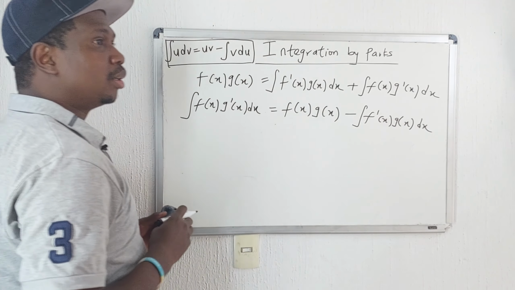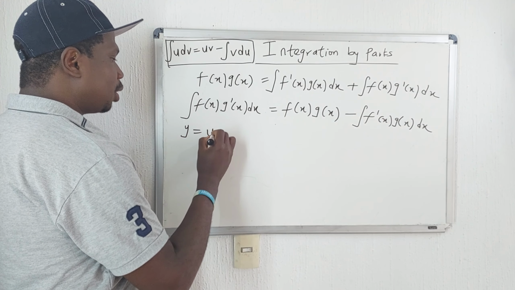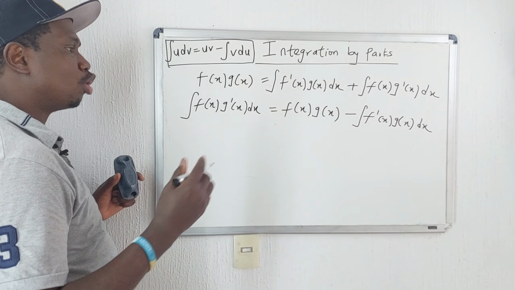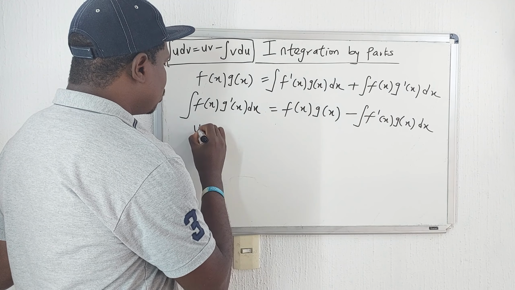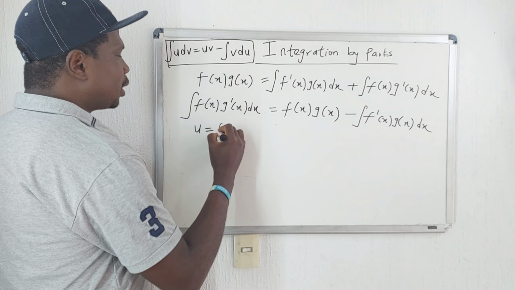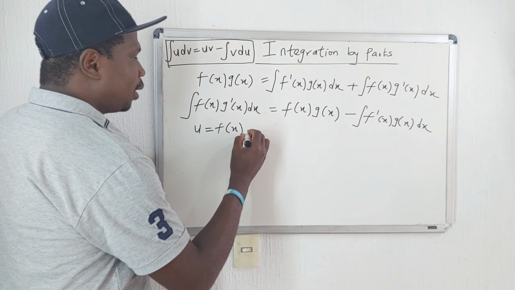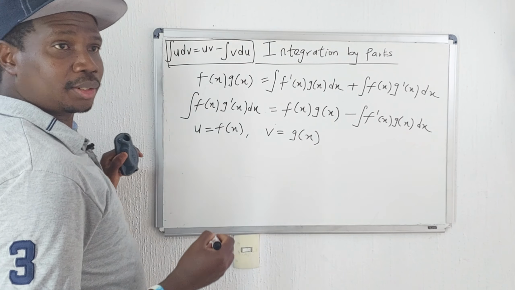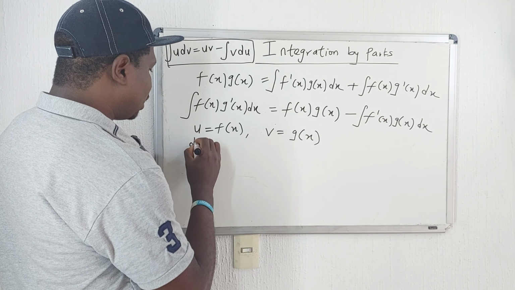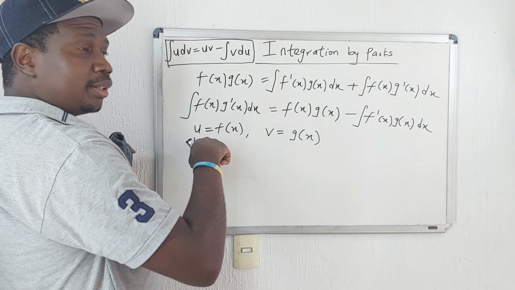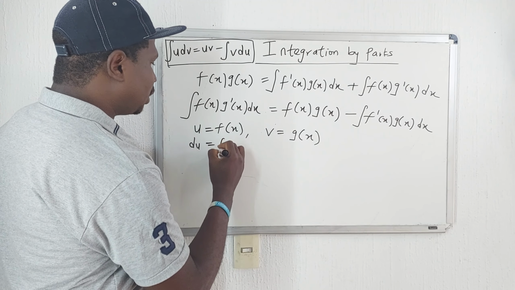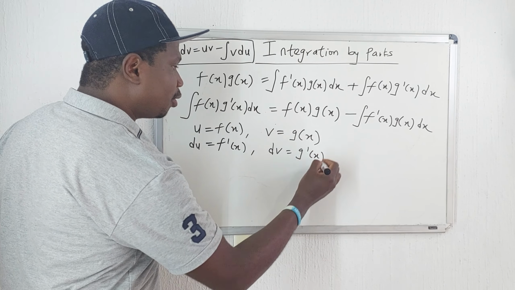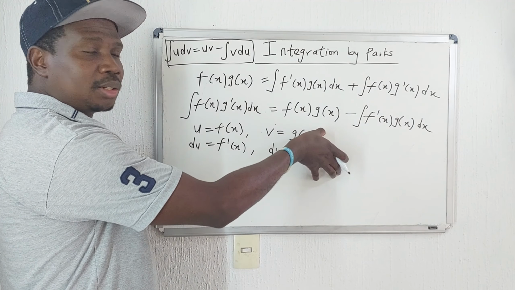Okay, and we remember that we said that y equals uv. So let's now try to substitute some things. Let's say u is f of x. Then v is g of x. Right? Then du, taking the derivative of u, is f prime of x. And dv is g prime of x. Let's try to substitute these things into this expression here.